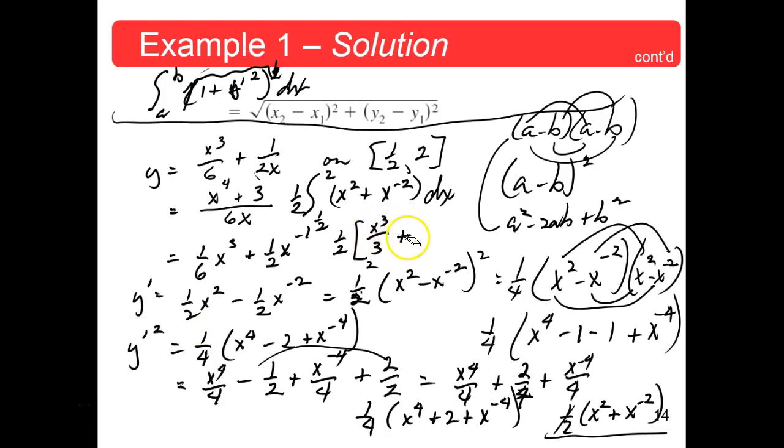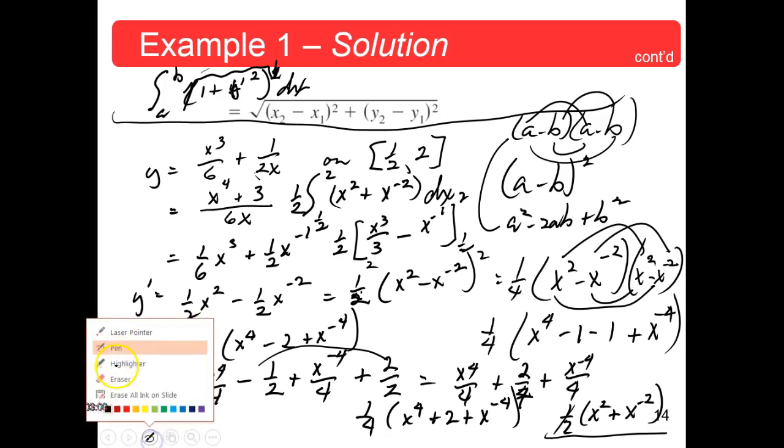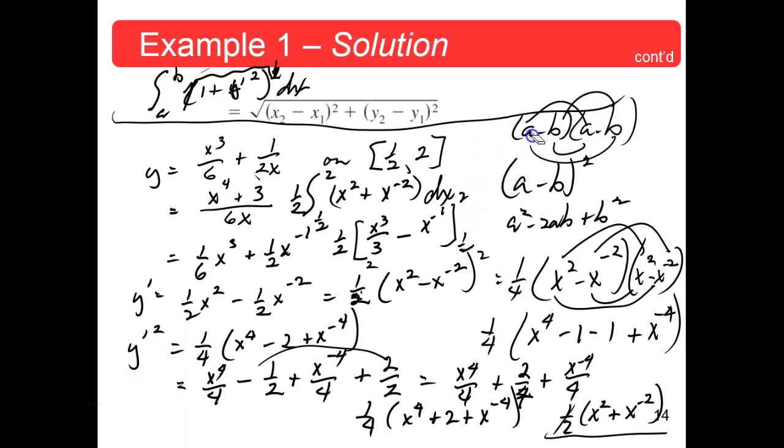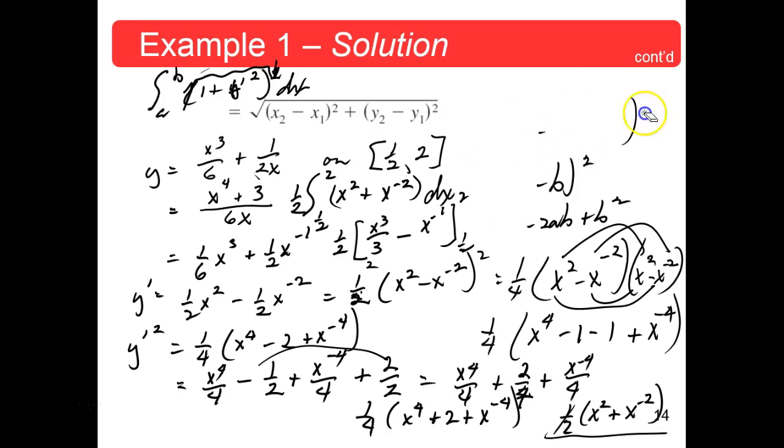X to the minus 3? No? X to the minus 1 over minus 1, that's why I changed the sign. Okay? And we're evaluating this from 1/2 to 2. Now, I have so much mess on the board, I can't read anymore. So let me erase at least this start over here. This is where I had to prove that that worked. I think this will work better for me.